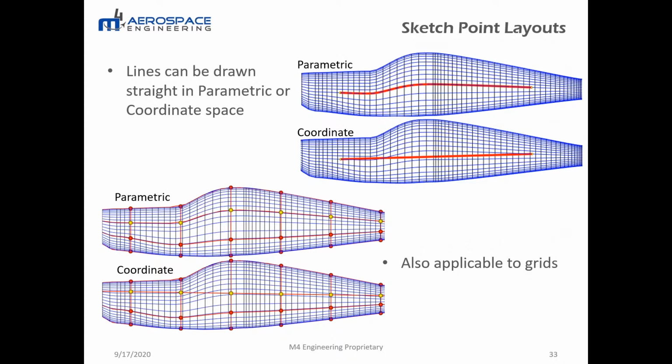Just as a further note on lines and grids, they can be drawn straight in either parametric space defined in OpenVSP, or they can be defined as being straight in coordinate space. This just provides the user with an added layer of control and convenience in the Sketchpoint layout.